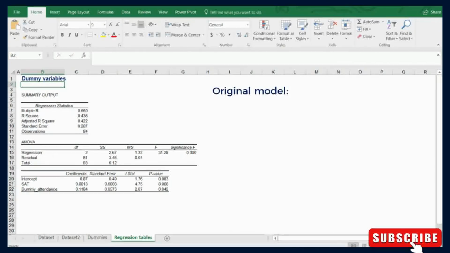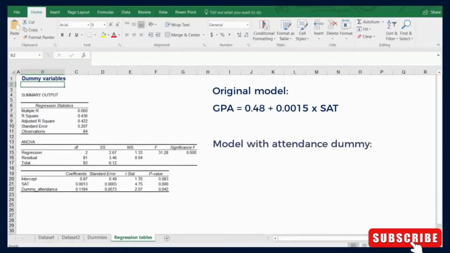The original model without the dummy variable was GPA equals 0.48 plus 0.0015 times the SAT score of a student. The model, including the dummy variable, is GPA equals 0.87 plus 0.0013 times the SAT score of a student plus 0.1184 times the dummy.